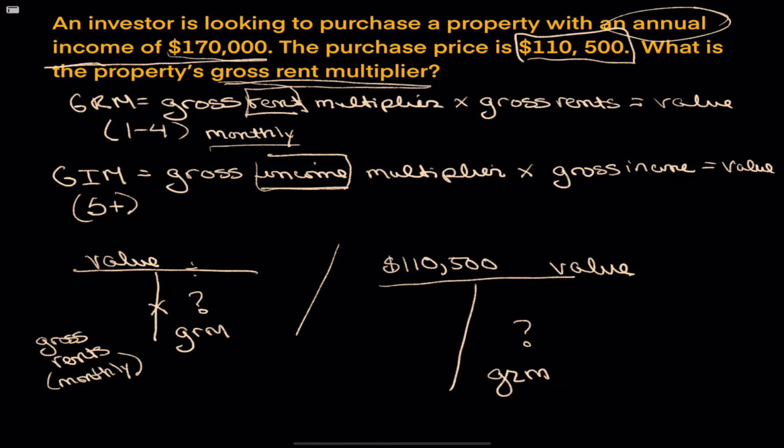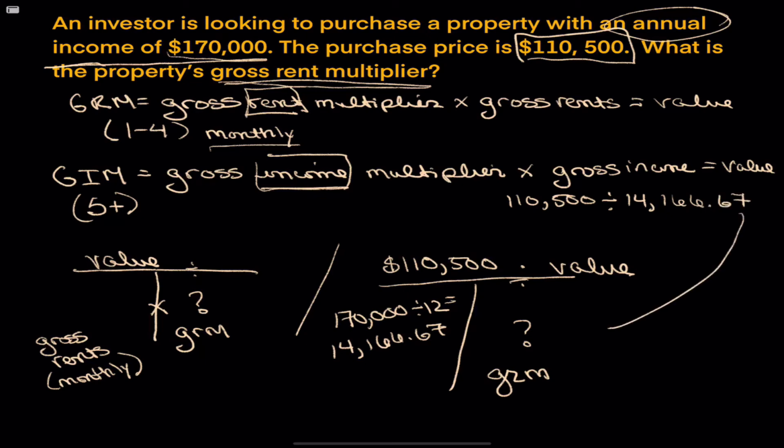So I'm going to take the $170,000 divided by 12, and we get a monthly rental amounts, all the combined rents, of $14,166.67. So now we have a top number and a bottom number, so we can divide. I'm going to take the $110,500 divided by the $14,166.67, and that answer gives me a GRM of 7.8. So that's the answer to our problem.